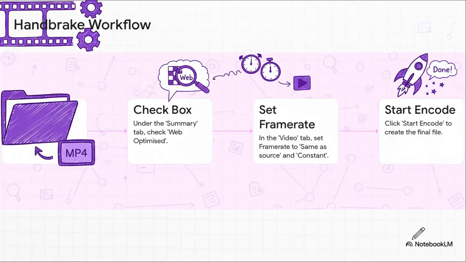The best tool for this job is a free program called Handbrake, and the workflow is super simple. Just open your MP4. On the Summary tab, check that little box that says Web Optimized. Then pop over to the Video tab, set the frame rate to same as source, and make sure constant frame rate is selected. Hit Start Encode, and you're done. You now have a perfectly optimized video file.